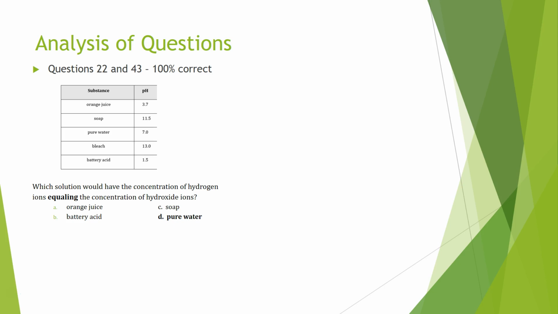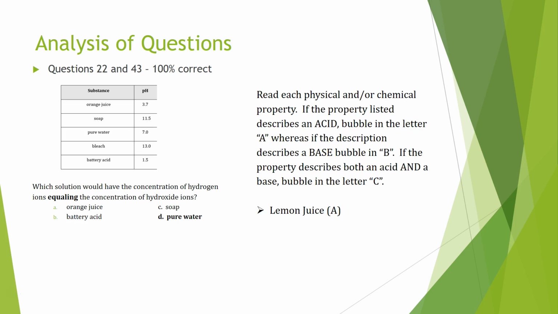They know about water being 7. Not a lot of them knew at the beginning of the unit that that meant there were equal amounts of hydrogen and hydroxide ions. So I'm okay with this question still being on here because it is assessing something new. And then this one here was another one of those property questions. The example was lemon juice, and they identified that it was an acid. So that was 100% correct as well.